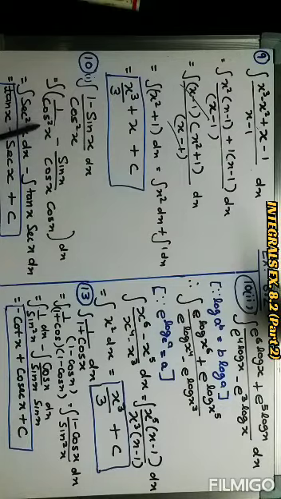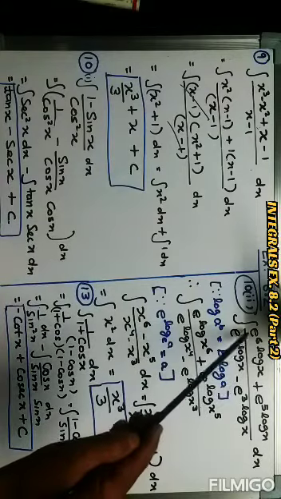1 by cos square x can be written as sec square x, and we know the integration of sec square x is tan x. Same way, sin x upon cos x is tan x, and 1 upon cos is sec x. Again we have got the formula which we discussed in the previous video: the integral of tan x sec x is sec x plus c.